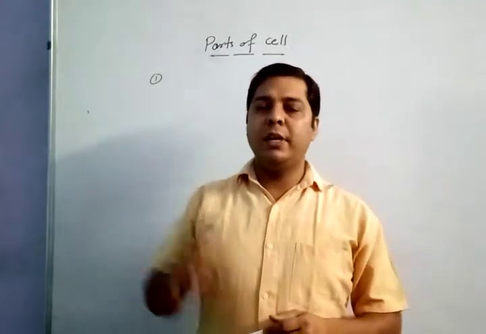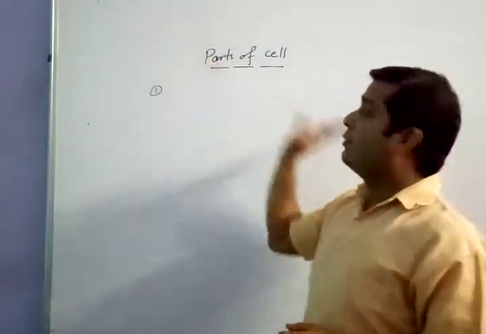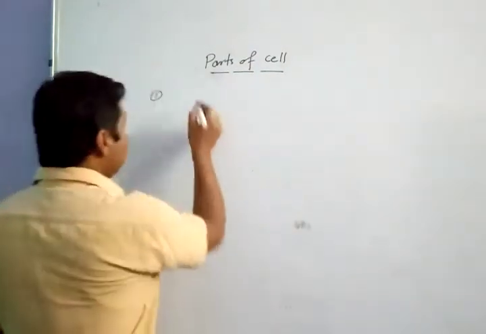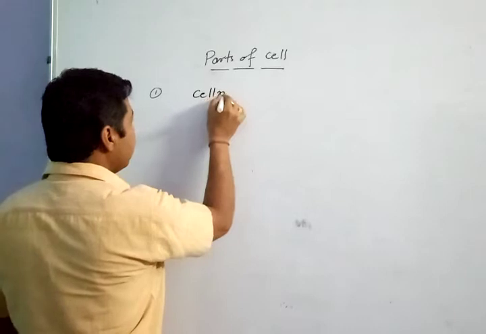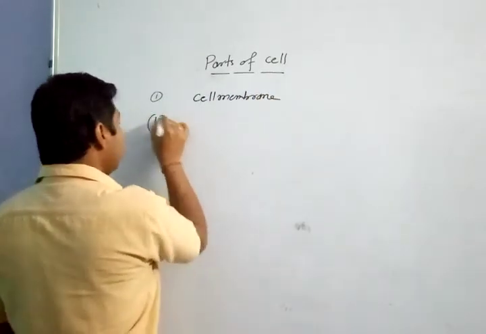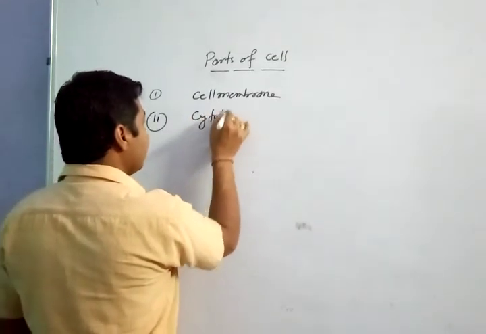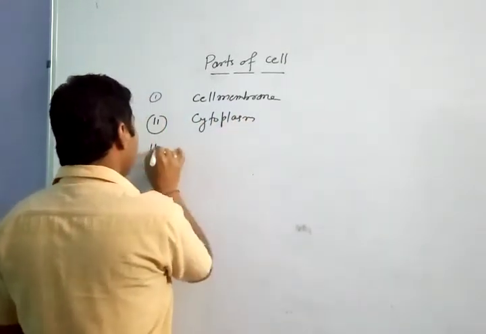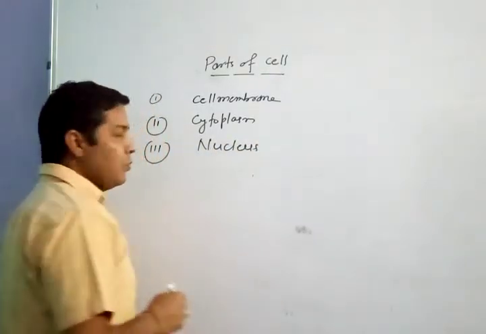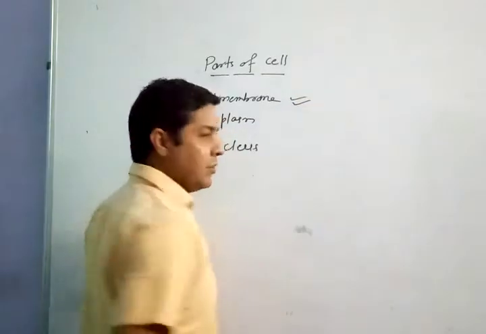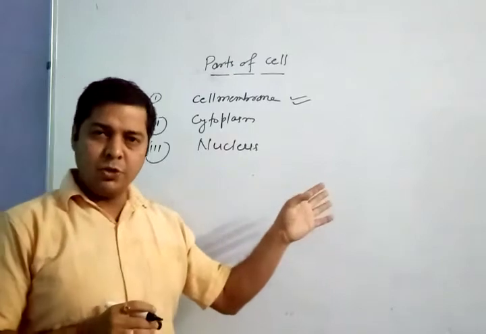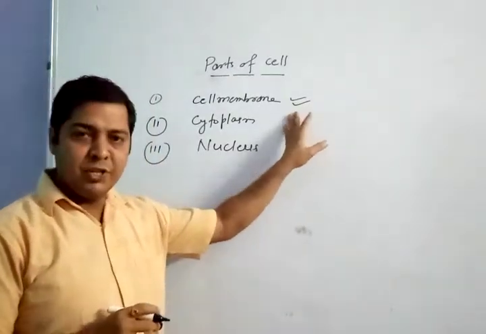Hello children, today we will learn about the parts of a cell. Mainly, children, there are three parts of a cell. The first is the cell membrane. Second is cytoplasm. And third is nucleus. The cell membrane we have already discussed, and you need to complete the notes. The diagram is given in the textbook.